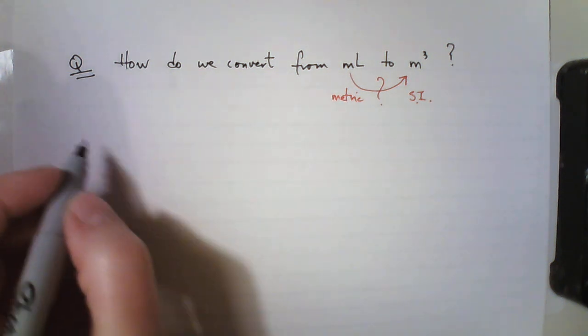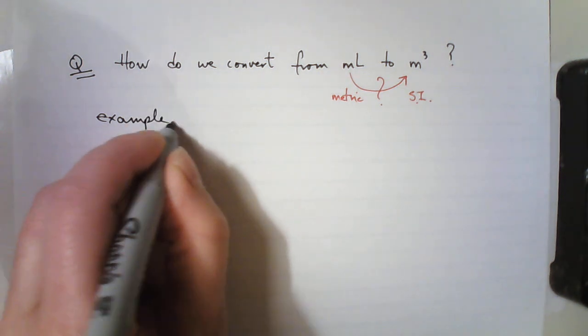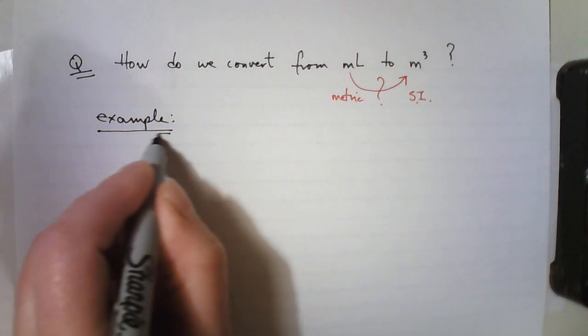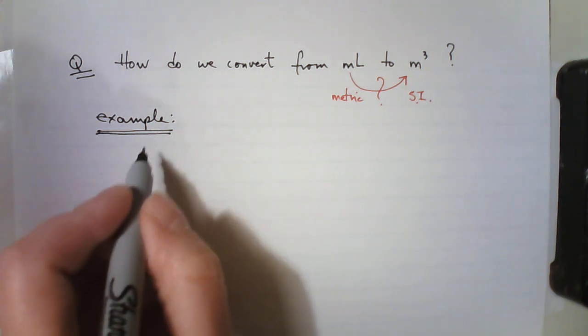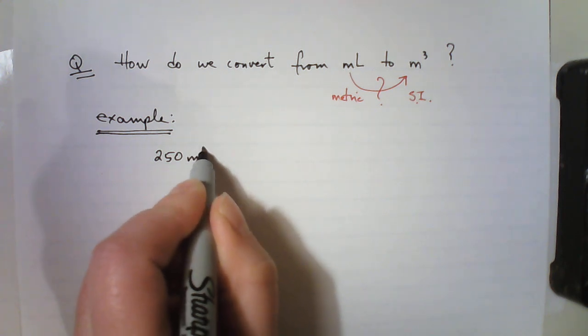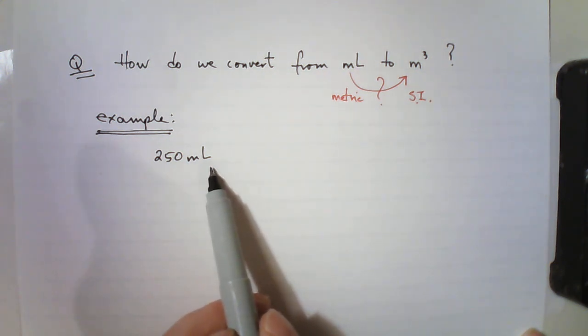And here's the logic. Let's take an example, and let's use 1 cup of liquid. 1 cup, 250 milliliters. Something we can all imagine. 1 cup. How many cubic meters are equivalent to 250 mils?